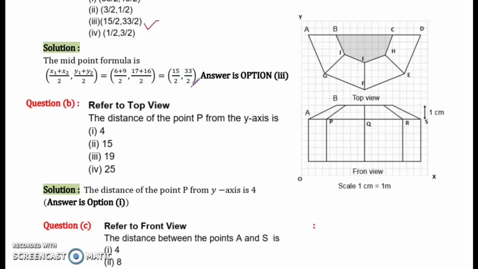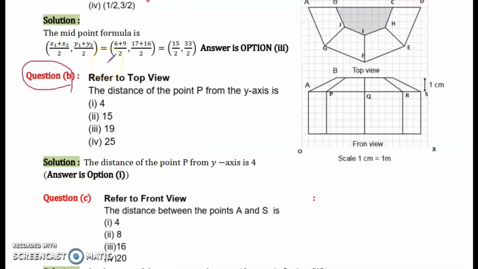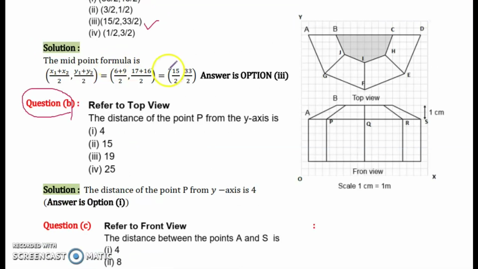Now let us move on to the next problem, that is question number B. Refer to the top view. Find the distance of the point P from the y-axis. I think we can judge from this front view itself. I think everybody knows how to estimate the distance from the x-axis and y-axis. Come on, see here.